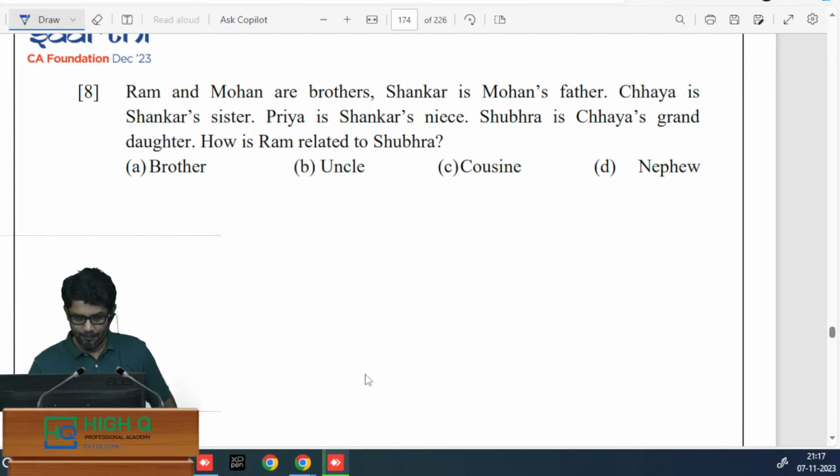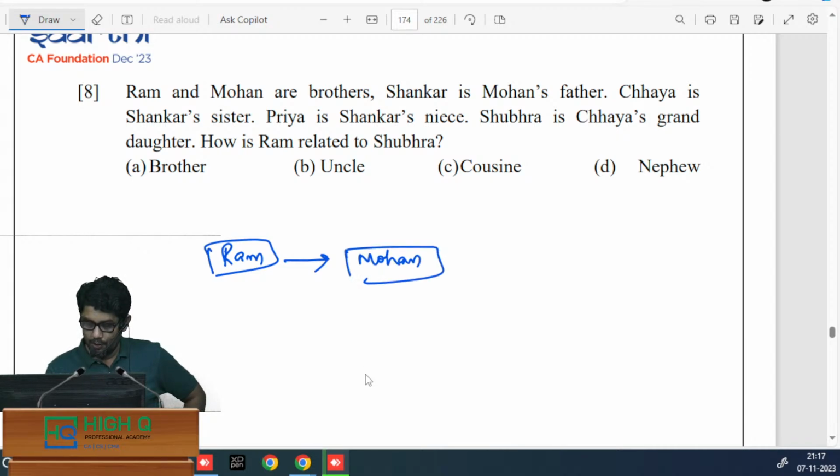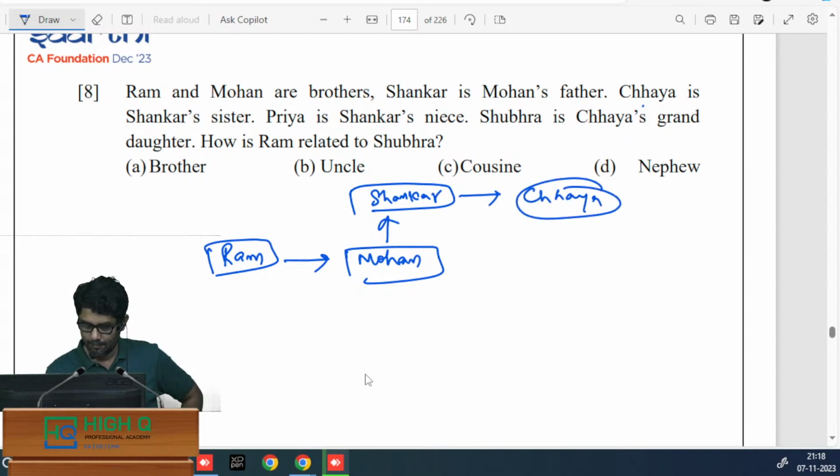Yes, listen here. Ram and Mohan are brothers. Shankar is Mohan's father. Chaya is Shankar's sister. Female. Priya is Shankar's niece. Oh, okay, sorry. Niece. So Chaya has got Priya. Shubhra is Chaya's granddaughter. Okay.